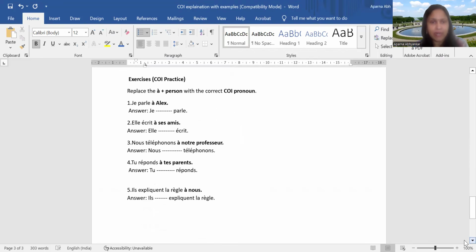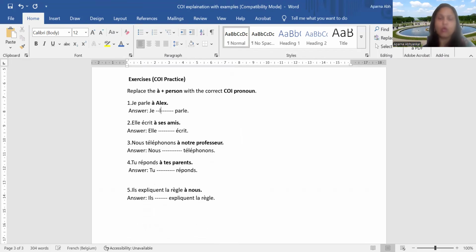So this is a COI practice. You have to replace à plus person with the correct COI pronoun. Je parle à Alex. So à plus person I have. Alex is third person singular, which can be replaced definitely by lui. Voilà, perfect. So it becomes je lui parle.